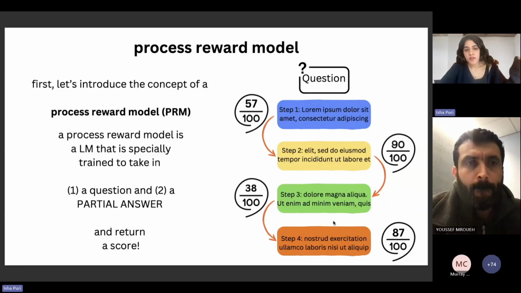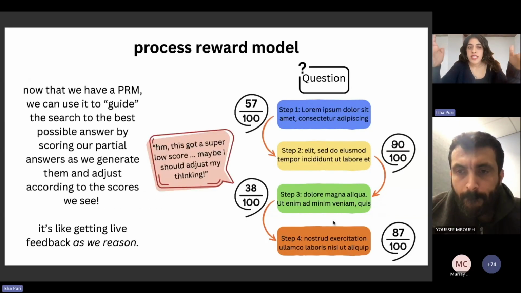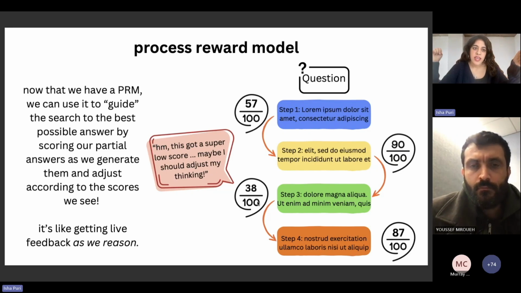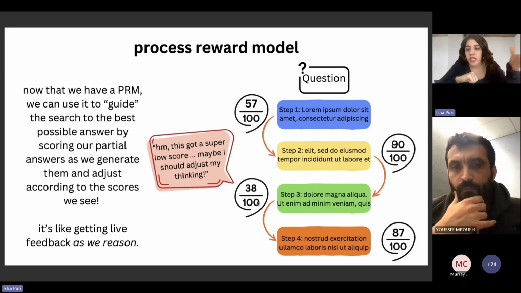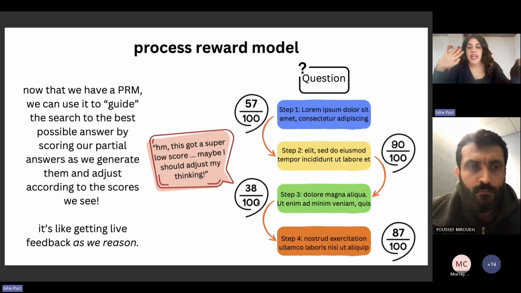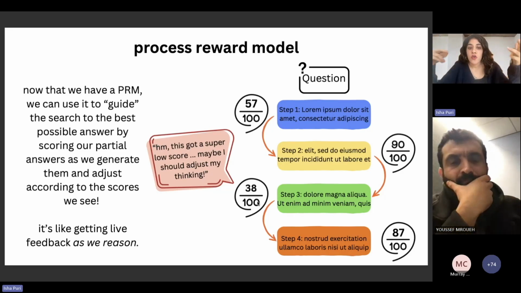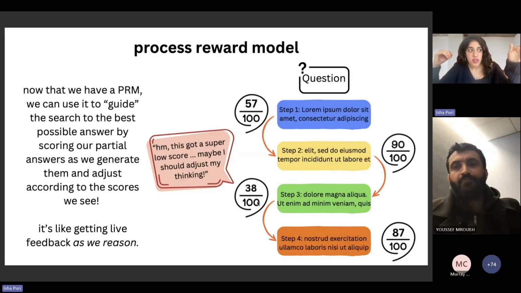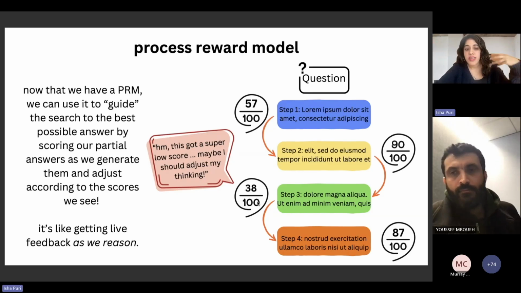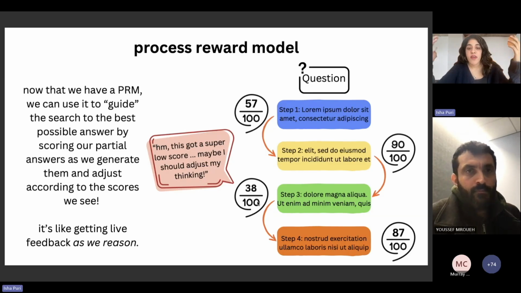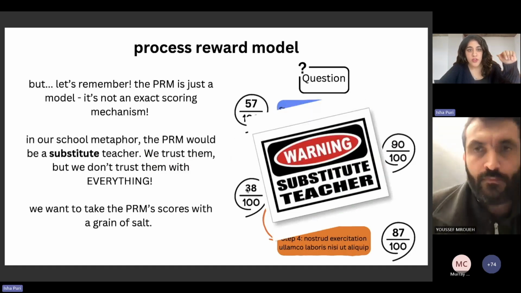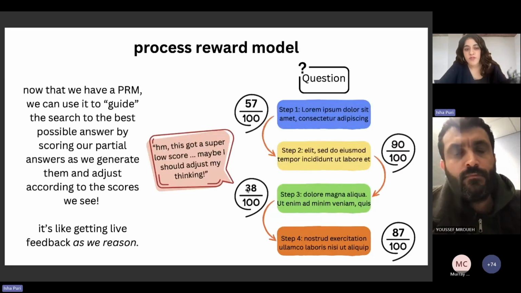And you can imagine that this would be useful because you can almost use it as a guide, right? So let's say you're on step 3 and you get a really low score, you can maybe say, okay, maybe I should adjust my thinking for this reasoning trajectory. And so when you have a process reward model, or a PRM, as we're going to call it, you can use it to guide the search to the best possible answer by scoring your partial answers as you generate them and adjusting to the scores as you see them. So it's almost like having a tutor over your shoulder, or getting live feedback as you reason. It's able to provide real-time feedback on each of the steps of your reasoning process. So yeah, this provides a lot of value.